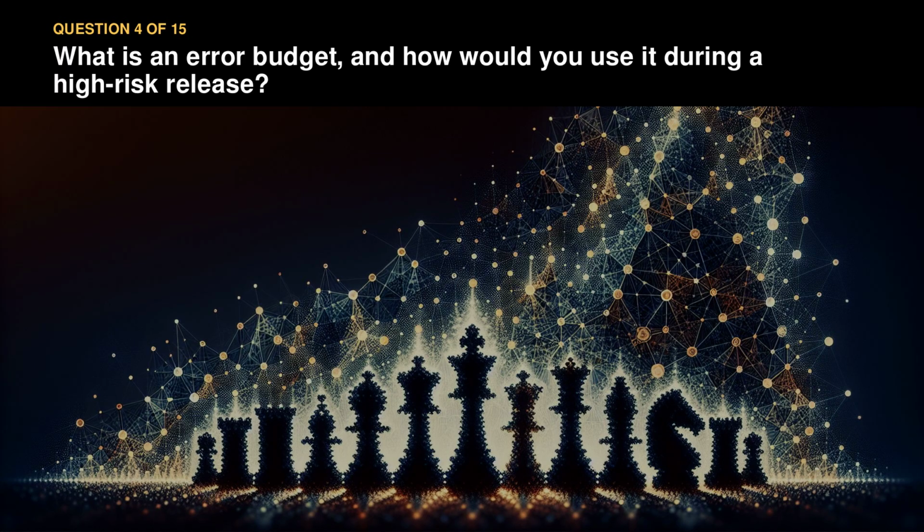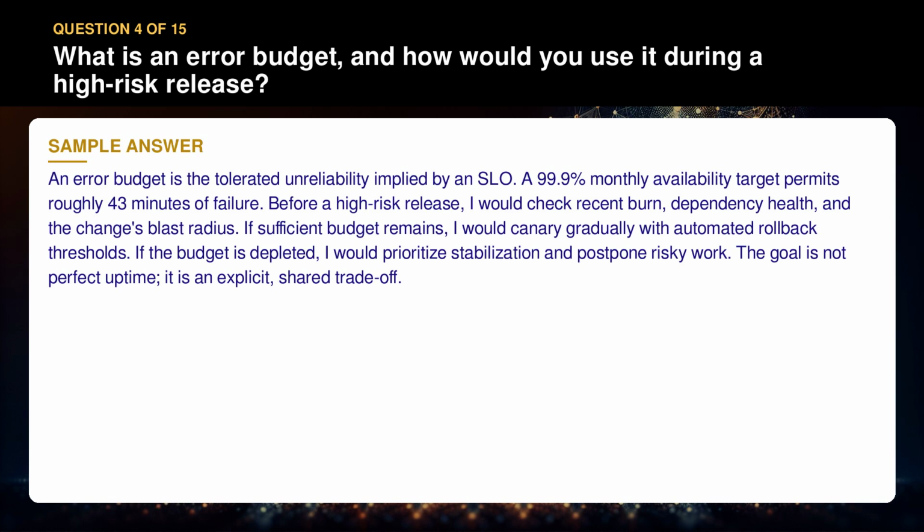Question 4. What is an error budget, and how would you use it during a high-risk release? An error budget is the tolerated unreliability implied by an SLO. A 99.9% monthly availability target permits roughly 43 minutes of failure. Before a high-risk release, I would check recent burn, dependency health, and the change's blast radius. If sufficient budget remains, I would canary gradually with automated rollback thresholds.